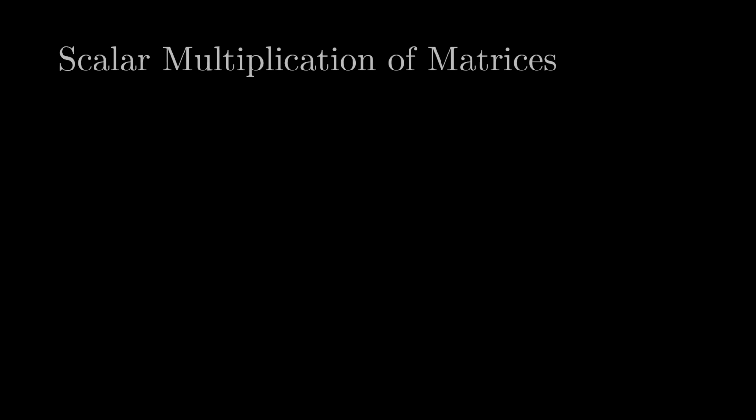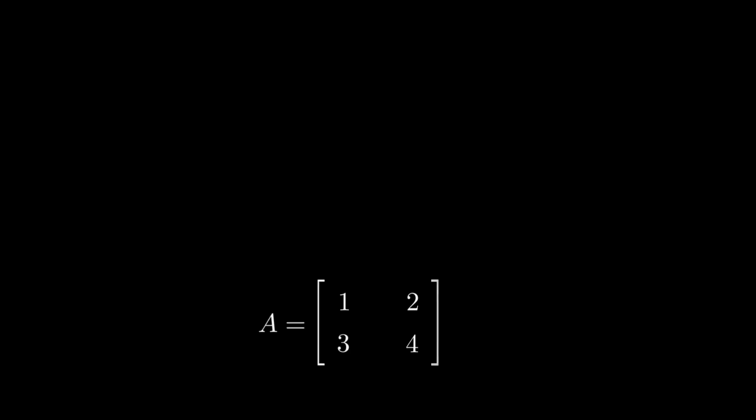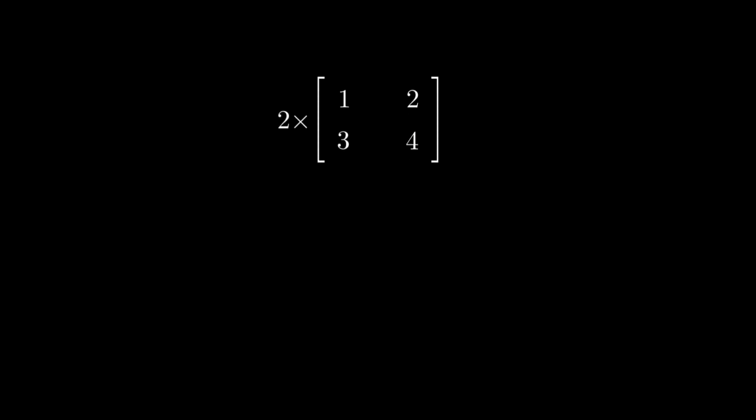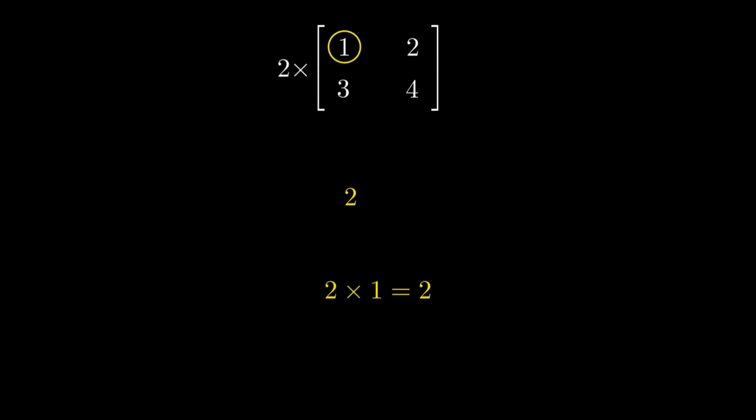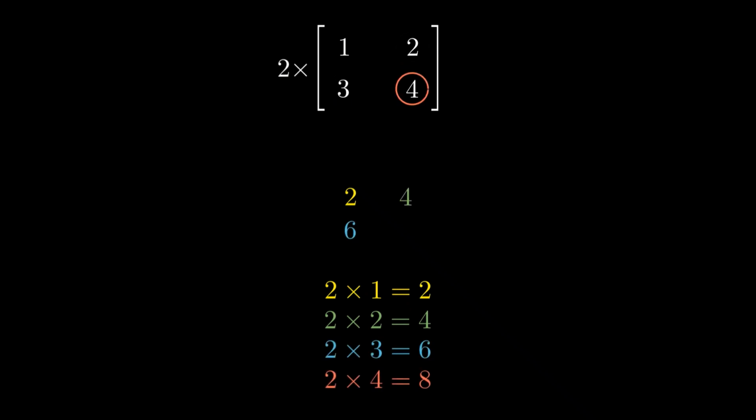Let's cover how this is done. We'll define matrix A, and we will times it by 2. And similar to matrix addition and subtraction, it produces a matrix of the exact same dimension, simply with all of its elements multiplied by the scalar.